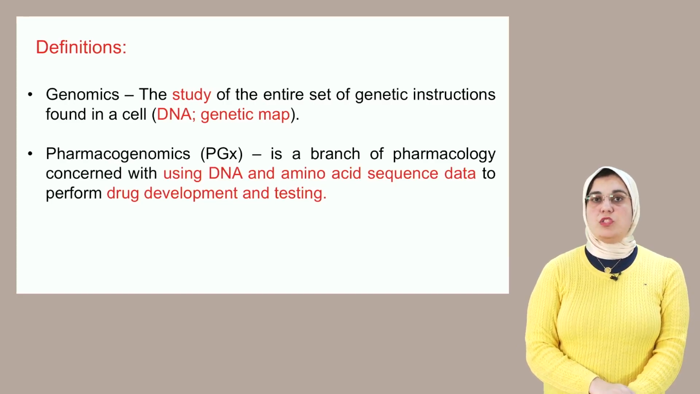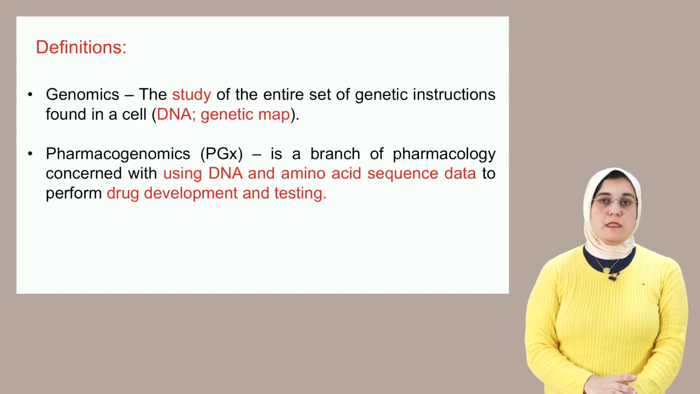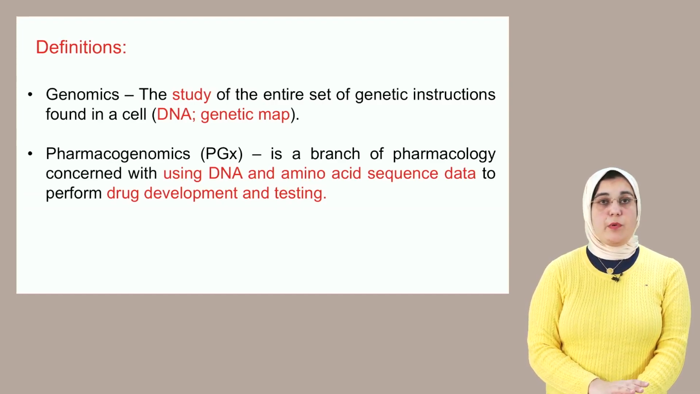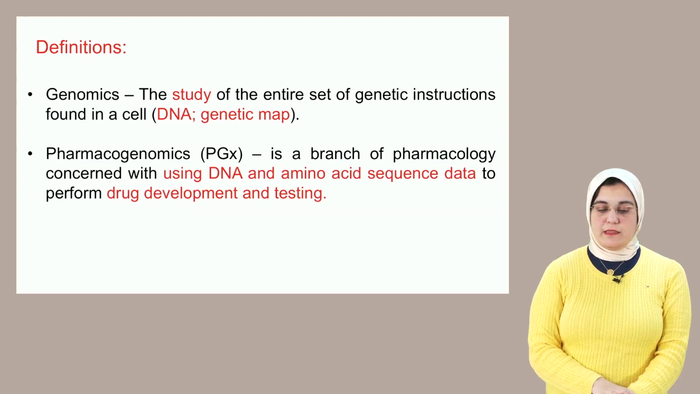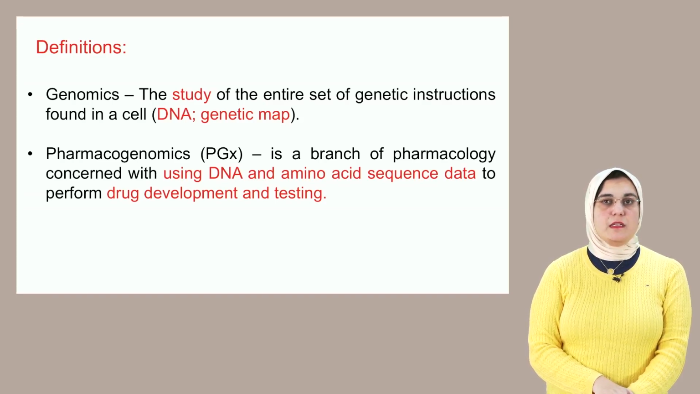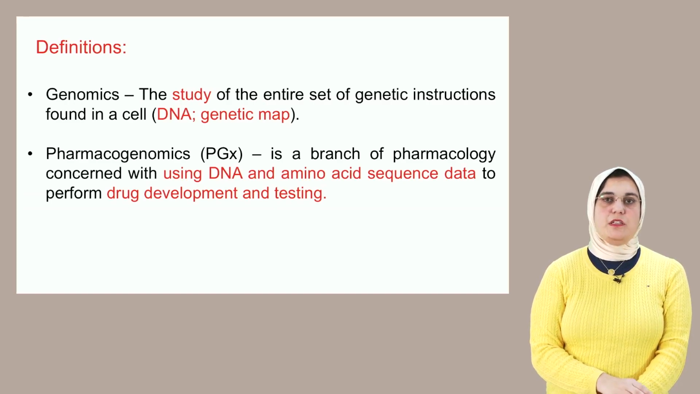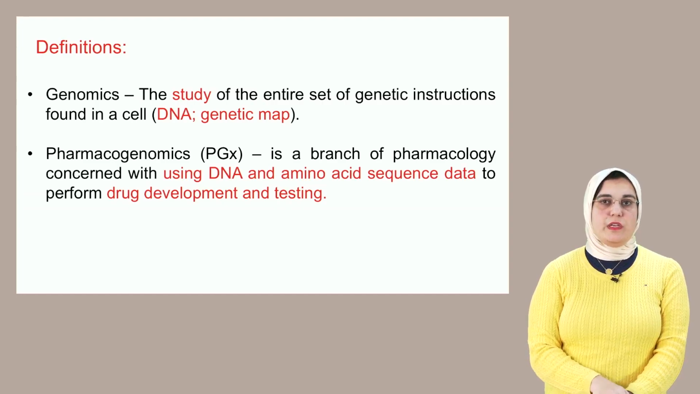So what is pharmacogenomics? Pharmacology simply means the use of drugs. So what is the meaning of pharmacogenomics? It's a branch of pharmacology concerned with using DNA and amino acid sequence data to perform drug development and testing. So it's important before testing to define the exact genetic map and to try to understand why the drug had that kind of action in this individual according to their genetic map.